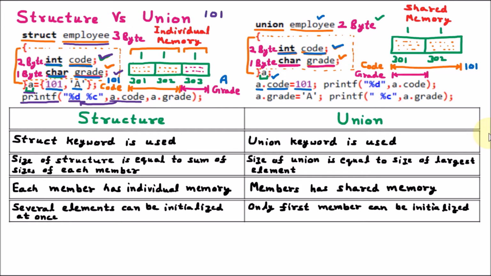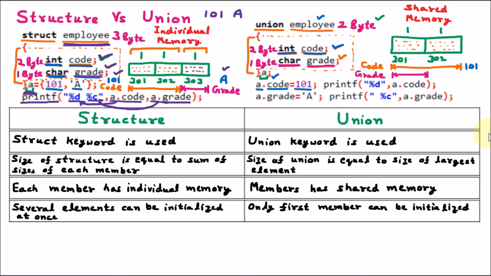Afterward we have %c, which is for the character value, and here we have a, which we know is the variable of the structure employee, dot grade. So we are accessing the second element, and the second element's value is A. So a dot grade has the value A. Using %c, we display the A. So the output will be 101 and A.